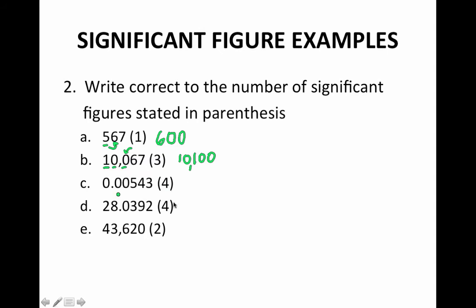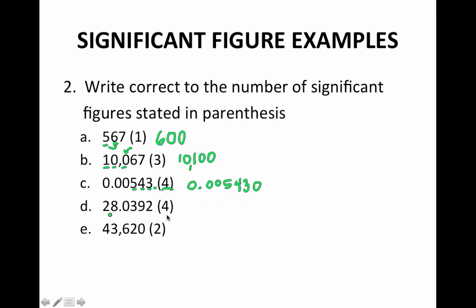In this example right here, if we want to put this number into 4 significant figures, we are not going to count these zeros. We start counting at the first non-zero number. So we go 1, 2, 3, and we're done with the non-zero numbers, but we need it to 4 significant figures. So we have to add a 0 here. It becomes 0.005430. This number right here is to 4 significant figures.